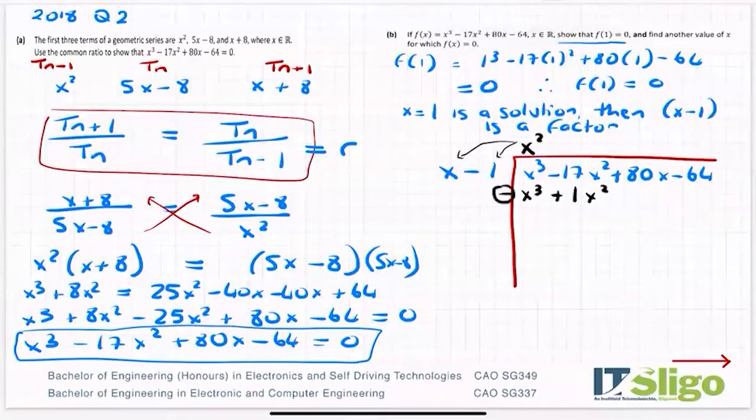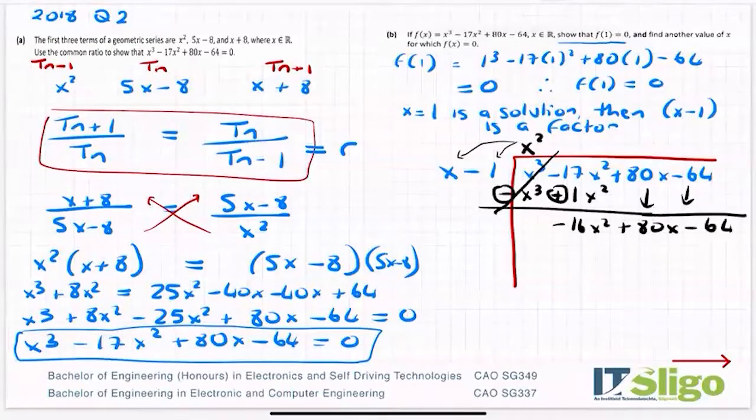Change the sign, put a line under, and you should always get a term to cancel. So in this workings out, I should get the x cubes to cancel. In the next part, it should be the x squareds and so on. So I've minus 17x squared plus 1x squared. So that's minus 16x squared plus 80x. I take this down because I haven't used it yet, minus 64.